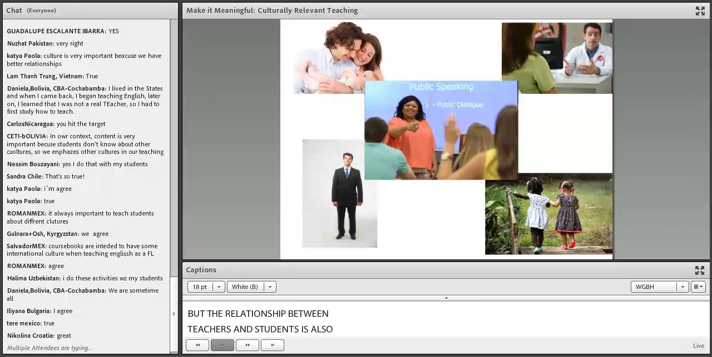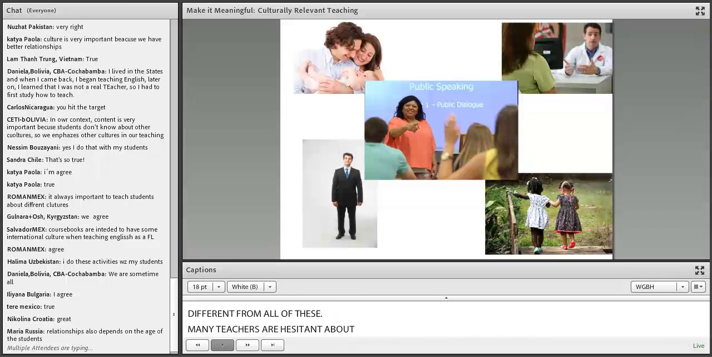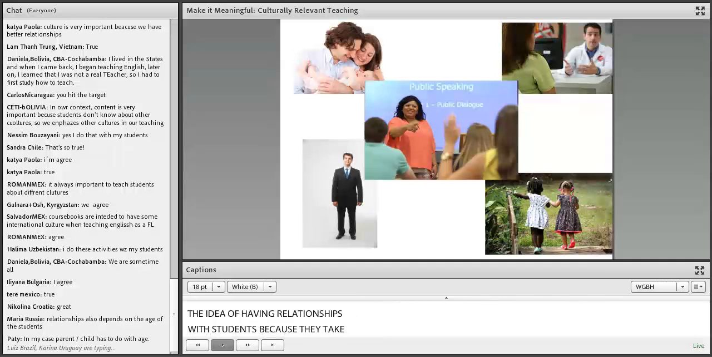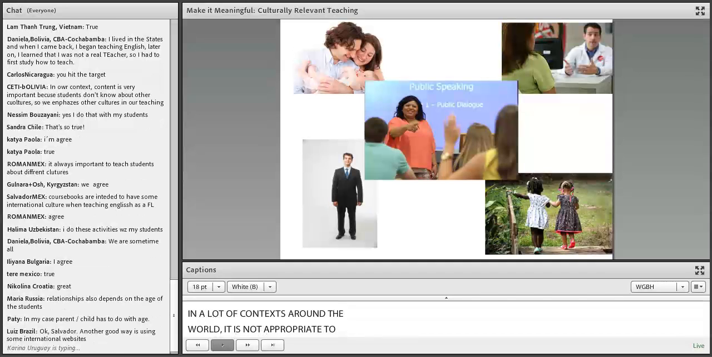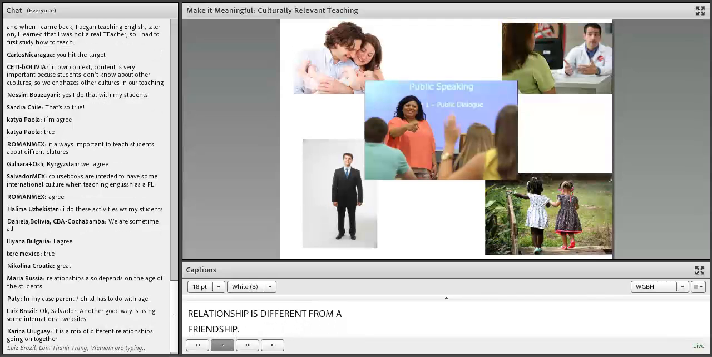Many teachers are hesitant about the idea of having relationships with students because they take that word to mean friendship. In a lot of contexts around the world, it is not appropriate to be friends with your students. But the student-teacher relationship is different from a friendship. Probably all of you make an effort to build a positive relationship with your supervisors and your colleagues, and you should also work to create a positive relationship with your students.